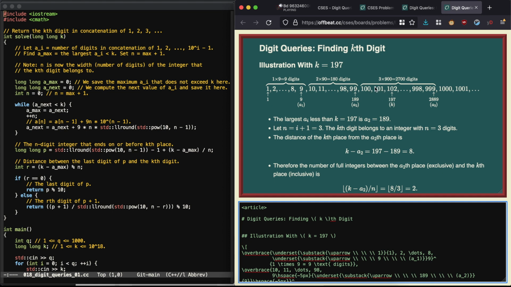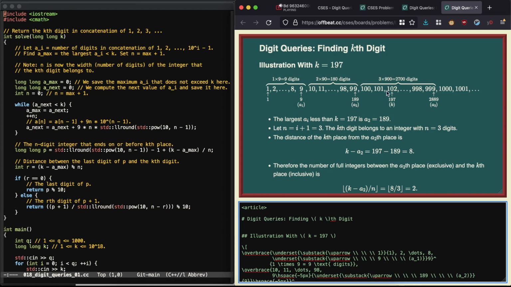So we have arrived at the second peg number. The first interesting peg number was 99. The second milestone that we have reached is 101, by finding this difference, 197 minus 189, and dividing it by the number of digits in each, that is by 3. And we know that there are 2 full integers in between. So we have reached this interesting number.